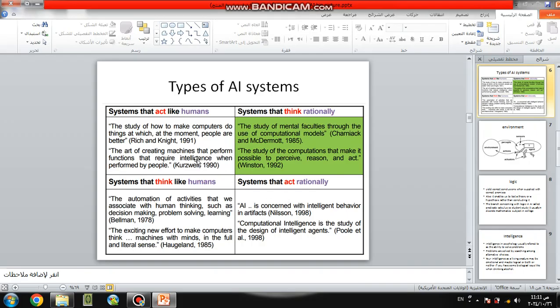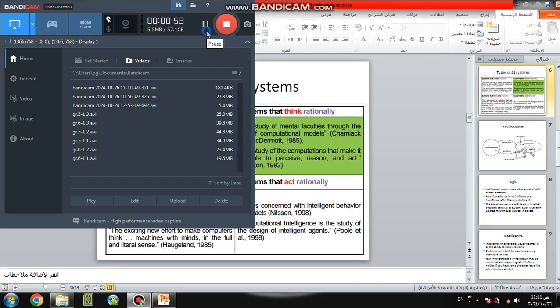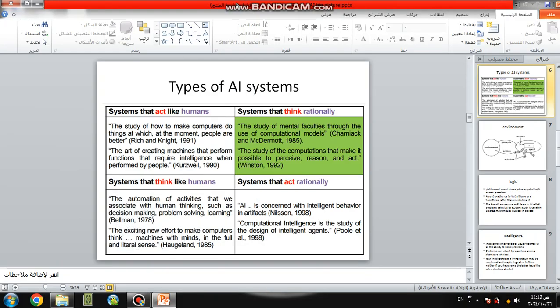So we have a system that simulates. What does it simulate? It may simulate humans or act like humans, and it also may not simulate humans. It could simulate rationality. Alright, so we have systems that simulate rationality. Okay, so we have systems that act rationally and act like humans. So those systems are what? Systems that simulate either humans or rationality, okay?